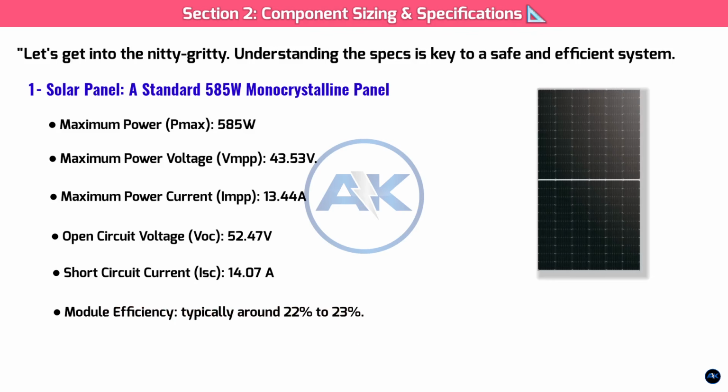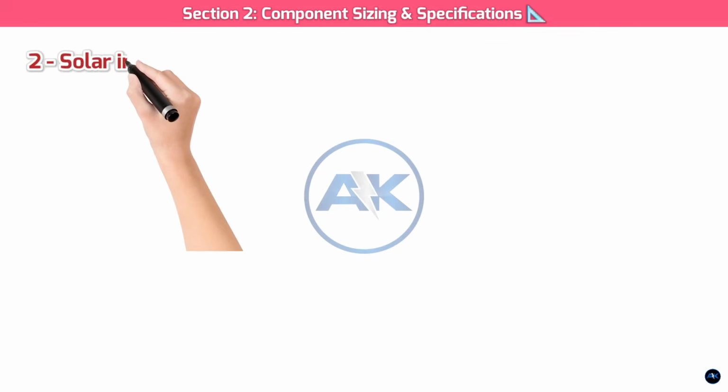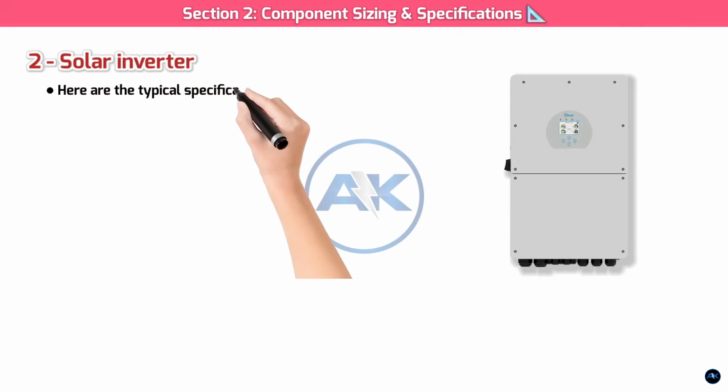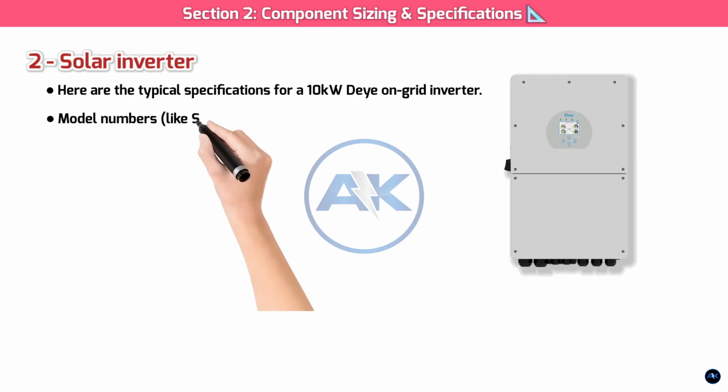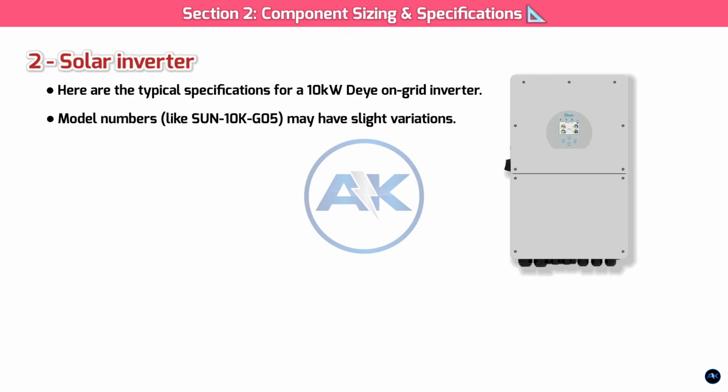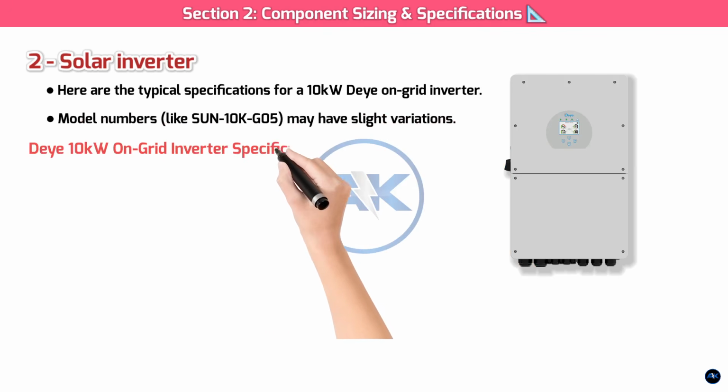Higher wattage panels often have higher efficiency, typically around 22% to 23%. 2. Solar inverter. Here are the typical specifications for a 10 kilowatt Deye on-grid inverter. Model numbers like Sun 10KG05 may have slight variations. Deye 10 kilowatt on-grid inverter specifications.